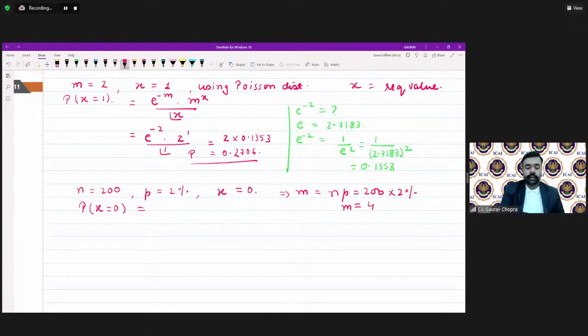Now applying the values, e to the power of minus 4, then 4 to the power 0 upon factorial 0. So what we are left with is simply e to the power of minus 4. And we can simplify this on calculator. So 2.7183 power 4 and then 1 divide MRC. So how much we are getting? 0.0183. So this is the result.